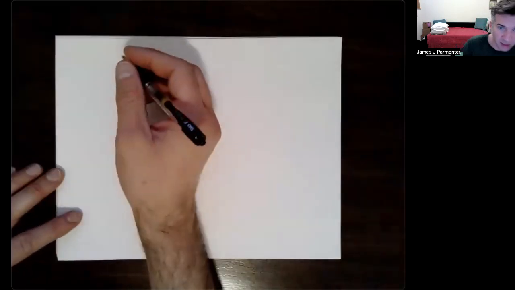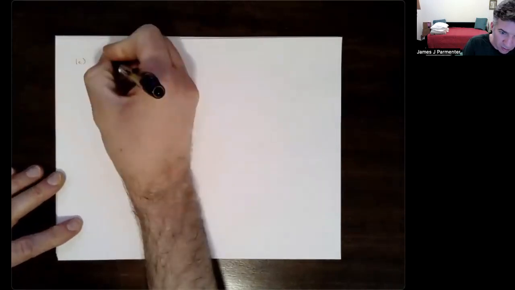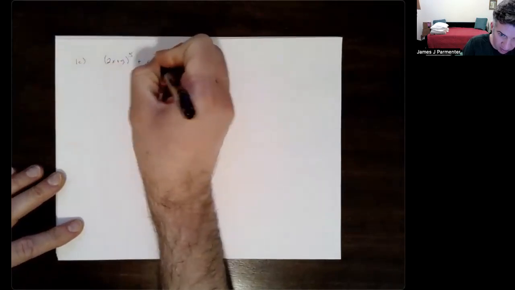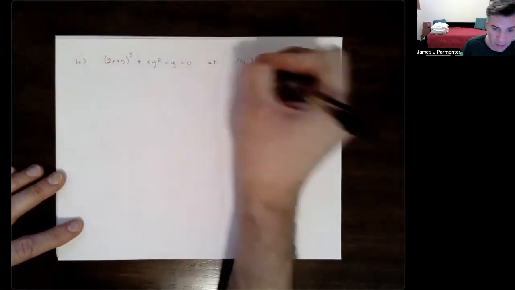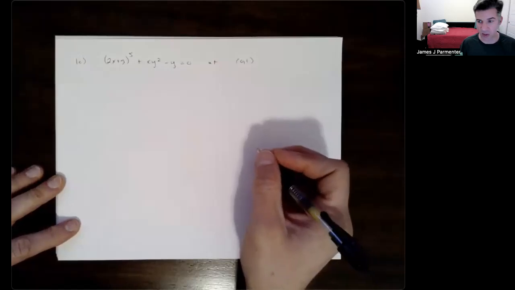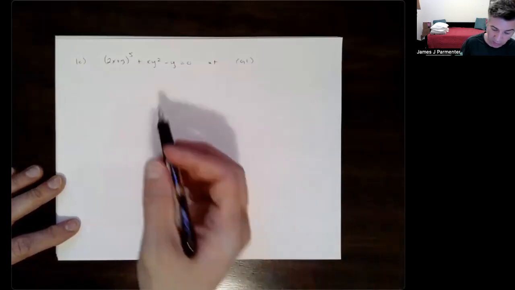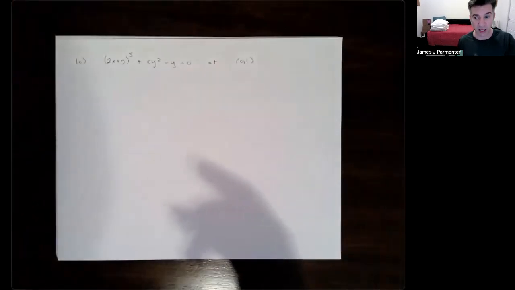Let's look at the next one. Let me give myself some room here for my papers. Sorry, I'm dropping things. Part C says find the equation of the tangent line to the curve 2x plus y to the 5th plus xy squared minus y equals 0 at the point (0, 1), and give your answer in slope-intercept form. When you're finding the equation of a tangent line and your curve is defined implicitly like this, the process is always to differentiate first, and then right after you differentiate both sides, plug in your point.